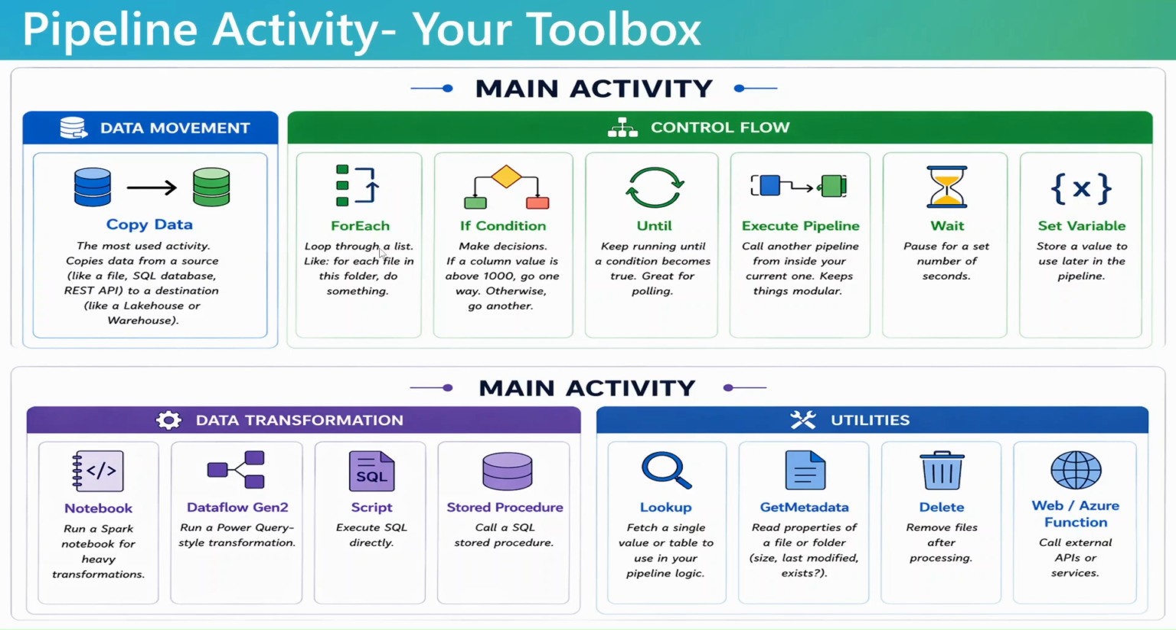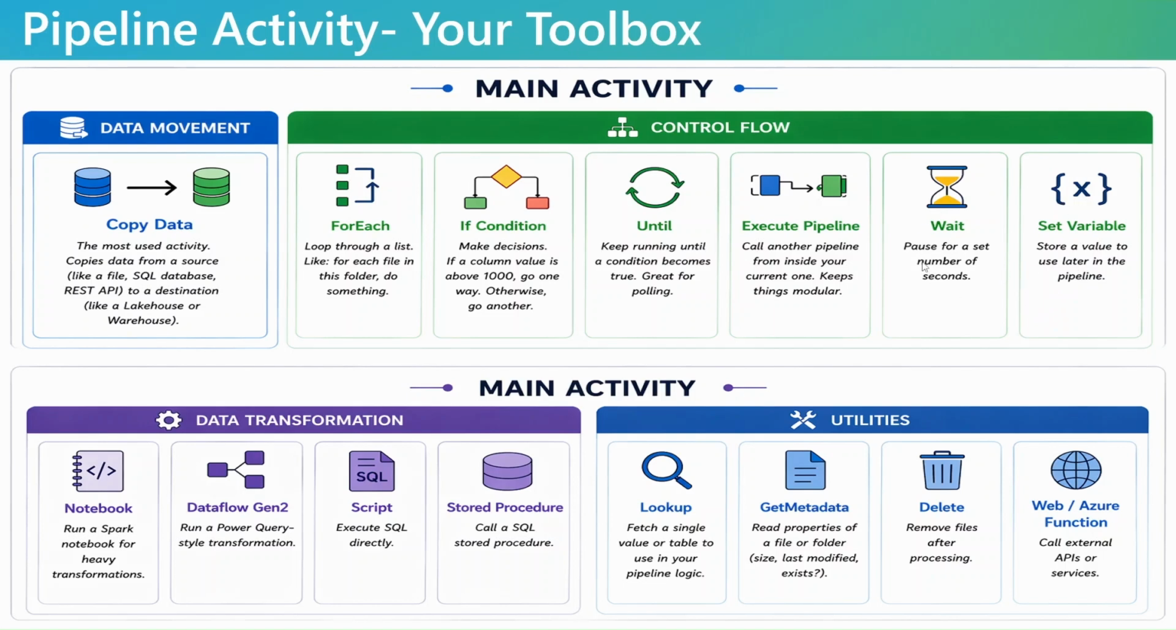So for example, for each lets you look for each file in this folder or do these steps. And if condition lets you make decisions. If this is true, go this way, and if not, go that way. Until keeps running until some condition becomes true. And execute pipeline lets you run one pipeline from inside another. It's useful when you want to keep things nested and organized. And set variable lets you store a value to use later in the pipeline.